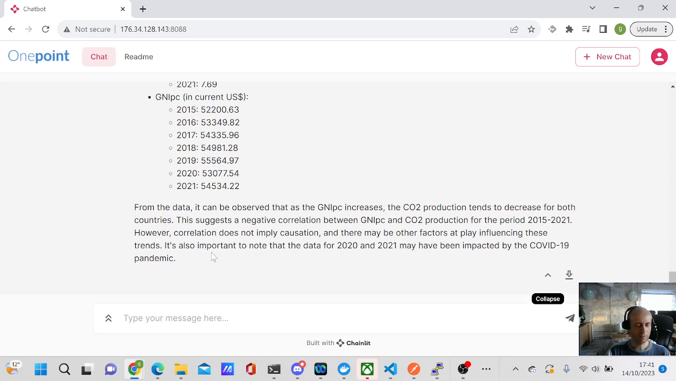Now let's see what it says. From the data, it can be observed that as the GNIPC increases, the CO2 production tends to decrease for both countries. Interesting. This suggests a negative correlation between GNIPC and CO2 production for the period 2015-2021. However, correlation does not imply causation. Very good. And there may be other factors at play influencing these trends. It's also important to note that the data for 2020 and 2021 may have been impacted by the COVID-19 pandemic. So it's a very literate response, and I'm really amazed that this actually worked.